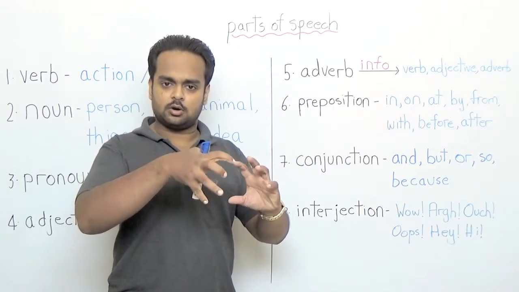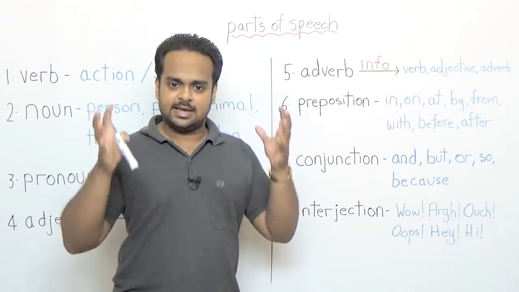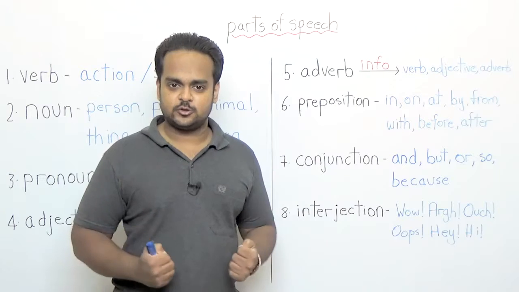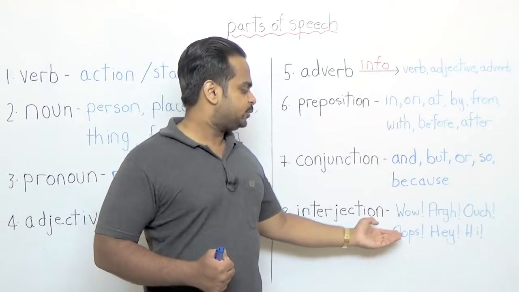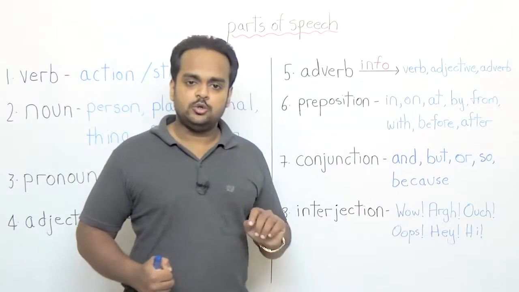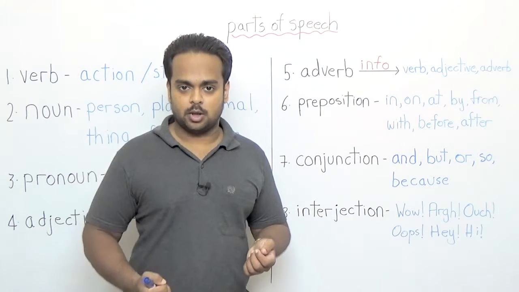Like if I'm trying to open a jar of cookies or a jar of pickles. I can't open it. I might say, ugh, I just can't do it. That shows I'm angry or I'm frustrated. Some other common interjections are ouch, oops, hey, and hi. These last two words are used when we meet someone or when we want to call out to someone.